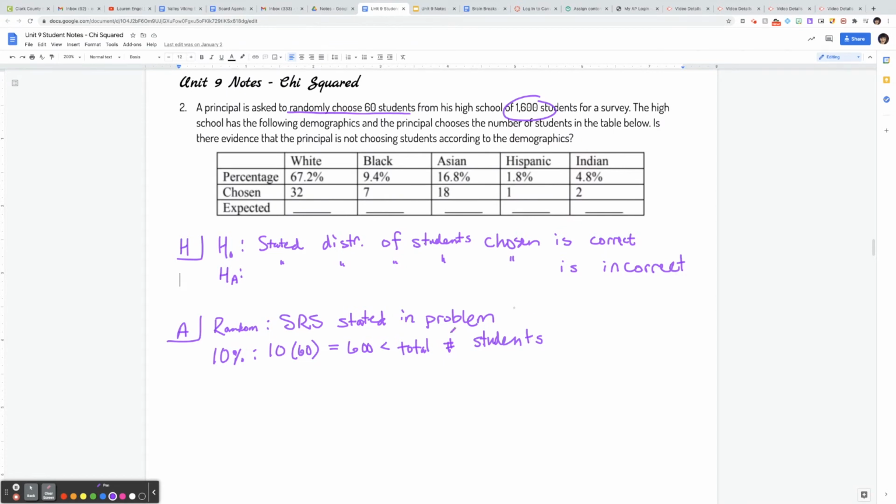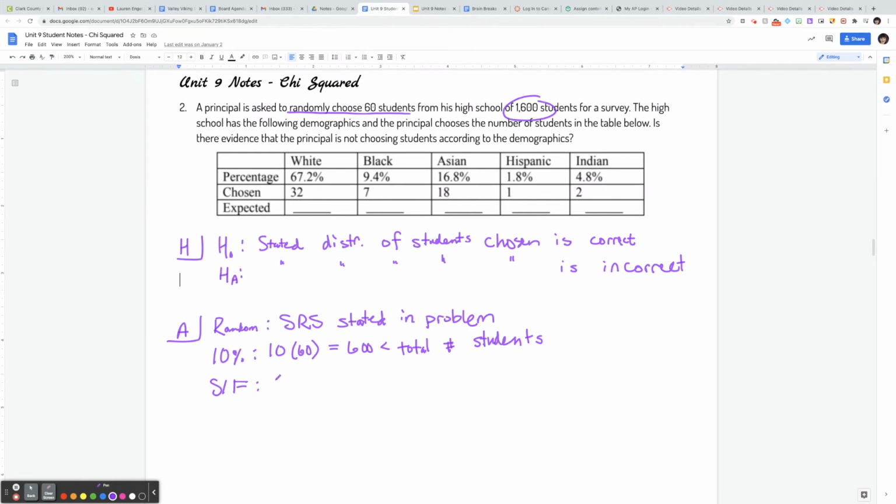Okay, all right, then remember your success fail condition, your large counts condition, is about your expected values. Okay, now here's the thing. We're going to have some expected values that are small. Normally what you would say is all expected values are greater than 5. In this case, we're going to have some expected values that are not greater than 5.